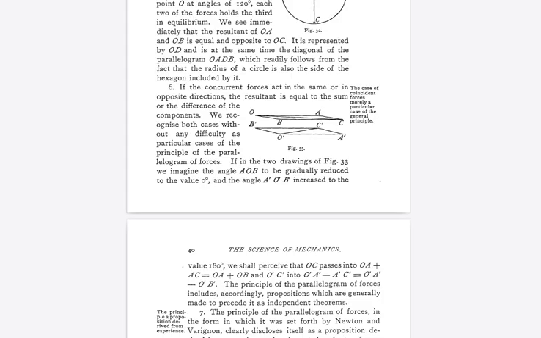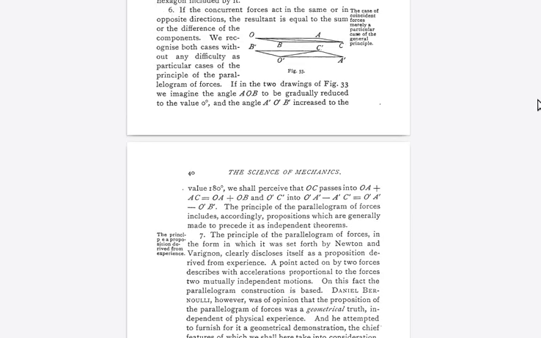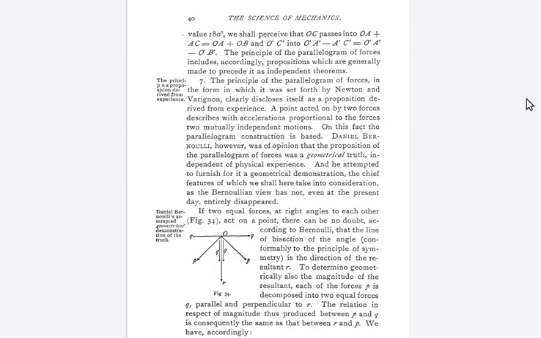If in the two drawings of figure 33 we imagine the angle AOB to be gradually reduced to the value 0 degrees, and the angle A'O''B' increased to the value 180 degrees, we shall perceive that OC passes into OA plus AC, which is OA plus OB, and O'C' into O'A' minus A'C', which is O'A' minus O'B'. The principle of the parallelogram of forces includes, accordingly, propositions which are generally made to precede it as independent theorems.